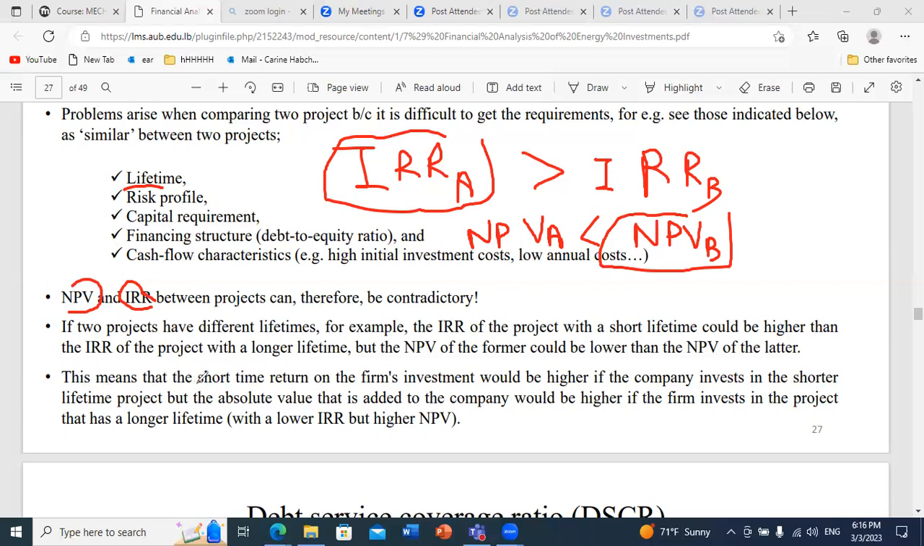So this means that the short time return on the firm's investment would be higher if the company invests in the shorter lifetime project, because the IRR is larger. But the absolute value, meaning the value of NPV, the value of gain that is added to the company, would be higher if the firm invests in the project that has a longer lifetime. Okay, so you might have a lower IRR but a higher NPV in case you don't have the same lifetime.